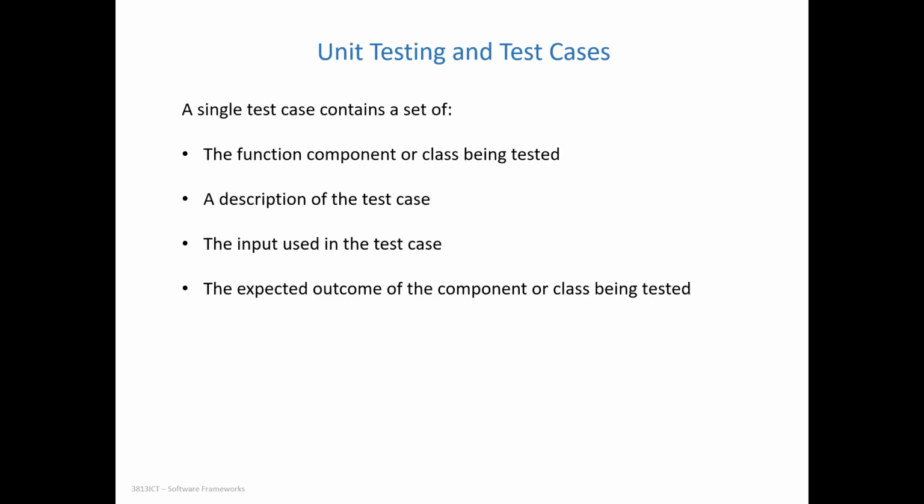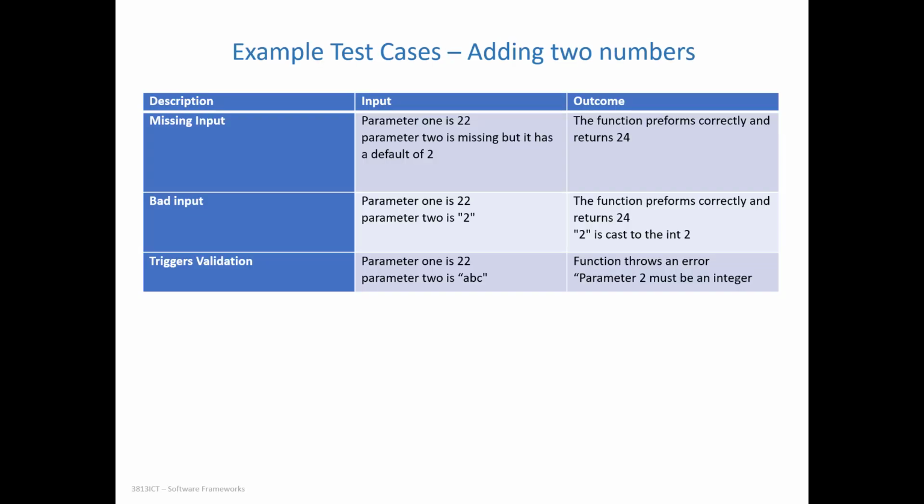A single test case contains the function, component or class being tested, a description of the test case, the input used in the test case, and the expected outcome of the component or class being tested. In this particular example, we've got a list of our tests, one checking for missing input, one for bad input, and one that would trigger the validation. And we might have multiples of these. This is just a short list.